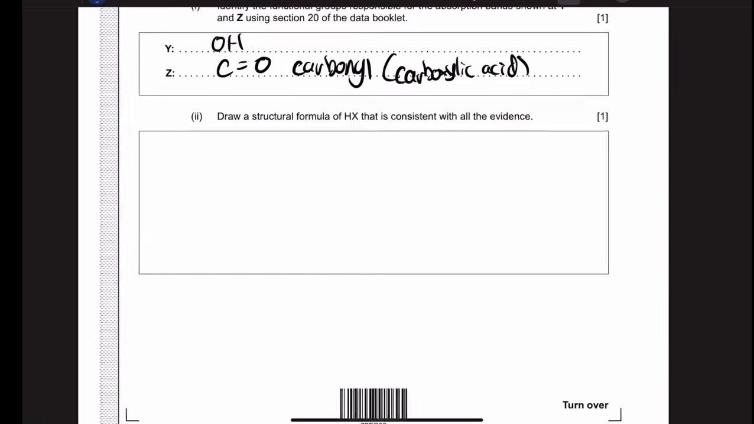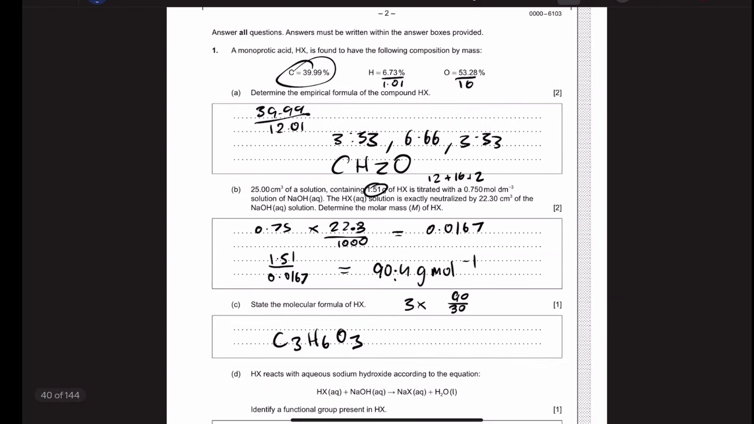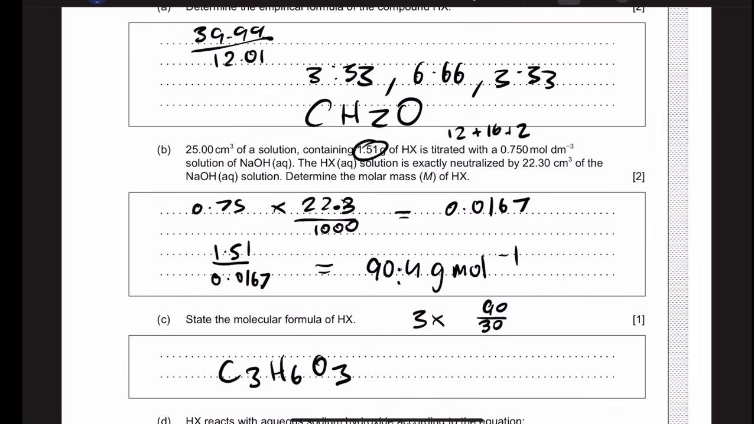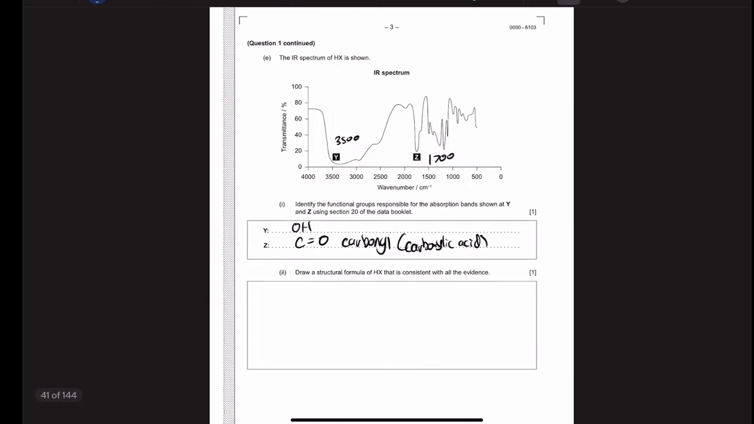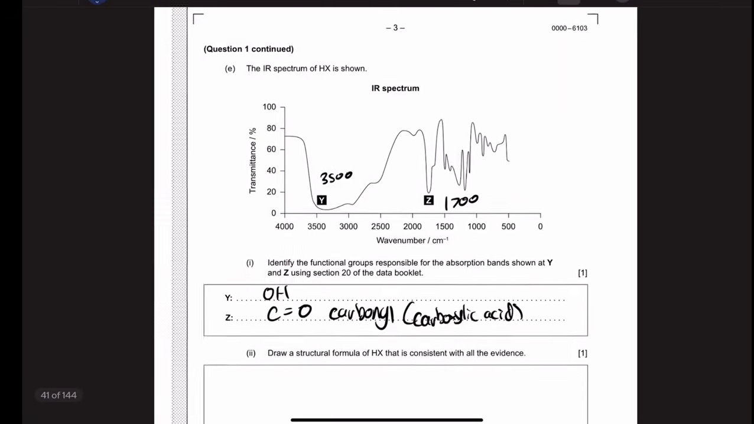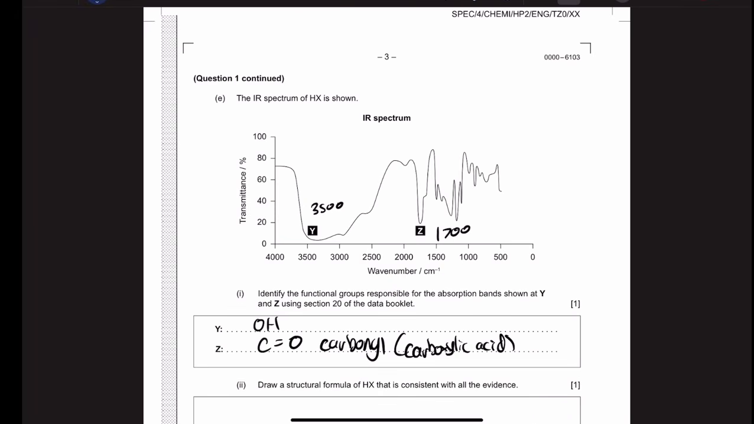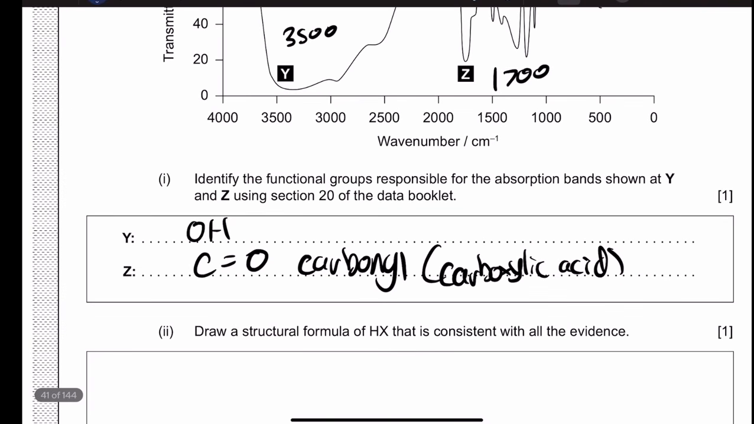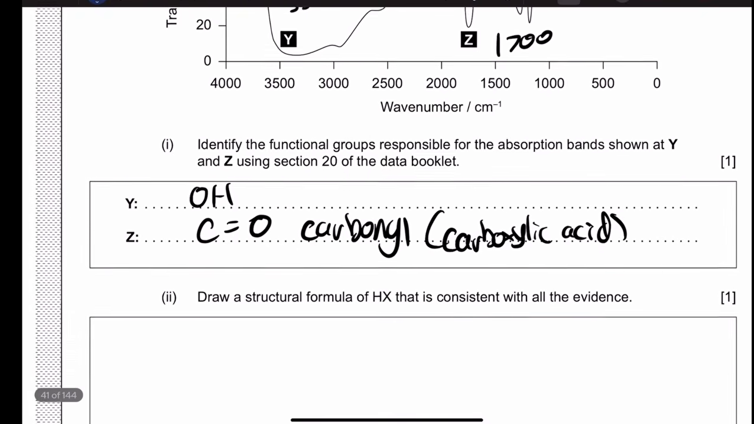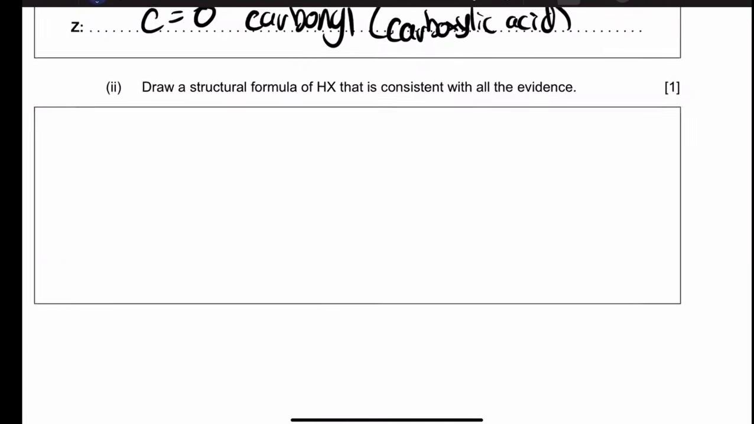Okay, so draw a structural formula of HX that is consistent with all the evidence. So we know it'll have this carboxyl group. We know that it'll have this C3H6O3, and we know that it has, well, we already said it has a carboxyl group, right? Because that's comprised by this carbonyl and by this hydroxyl. So it'll have this carboxyl group and it'll have a hydroxyl group as well. So how do we draw that?